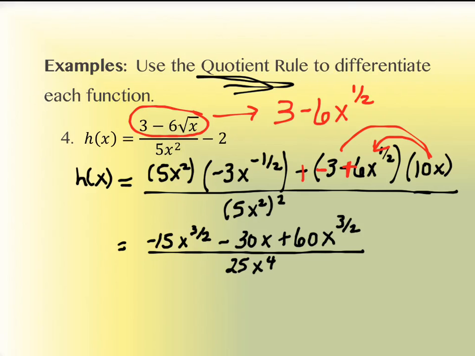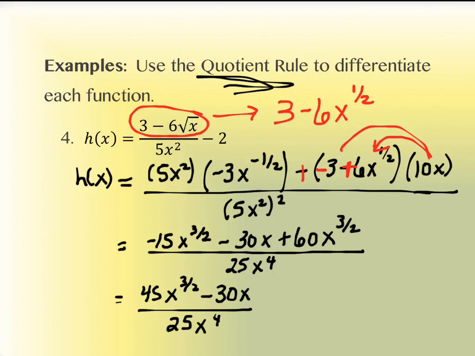All right, so somebody tell me something you're seeing. There's several things to see at this point. What are you seeing? We can simplify the top further. What would you like to combine, Taylor? -15x and 60x. Okay, so what is -15 plus 60? 45. So 45x to the 3/2 minus the 30x that's already there over 25x to the 4th.